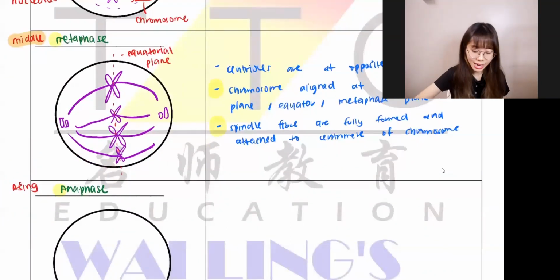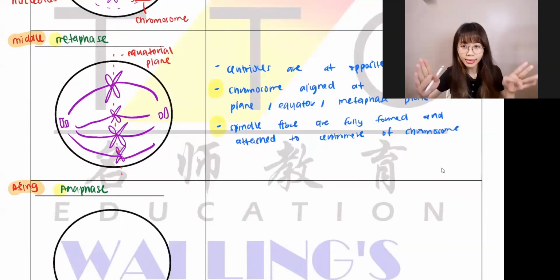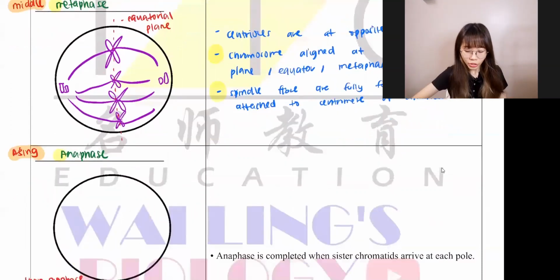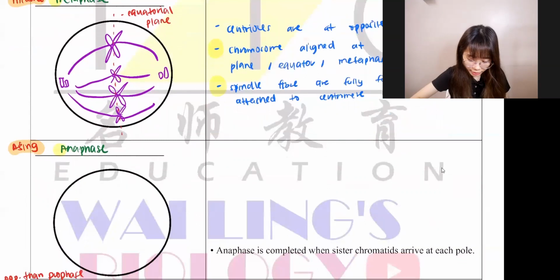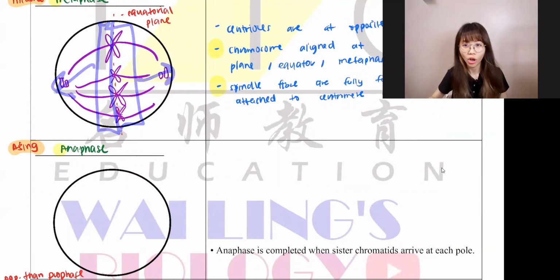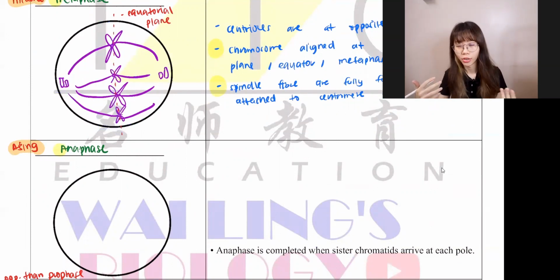Next, anaphase. Anaphase means what? Apart, right? They are separated. Okay, they are separated. Just imagine right now, this part here is being pulled to the left side. This part here is being pulled to the right side.